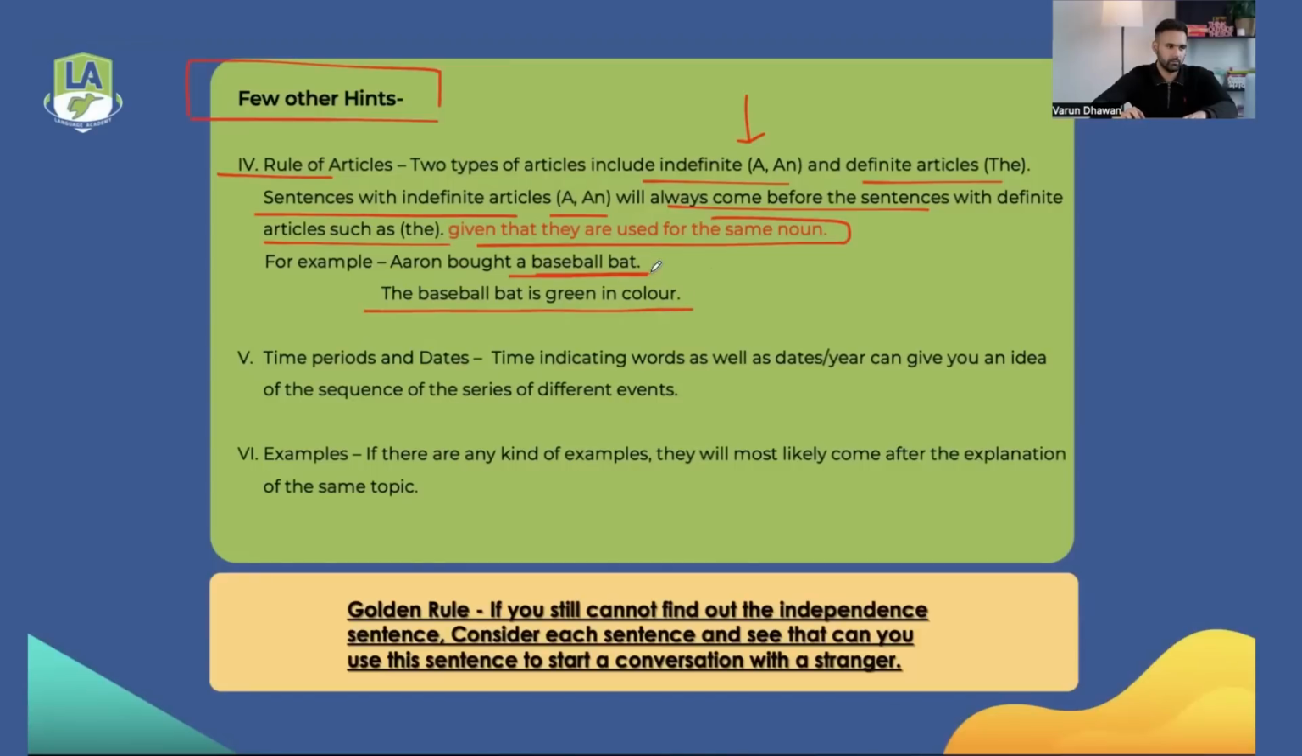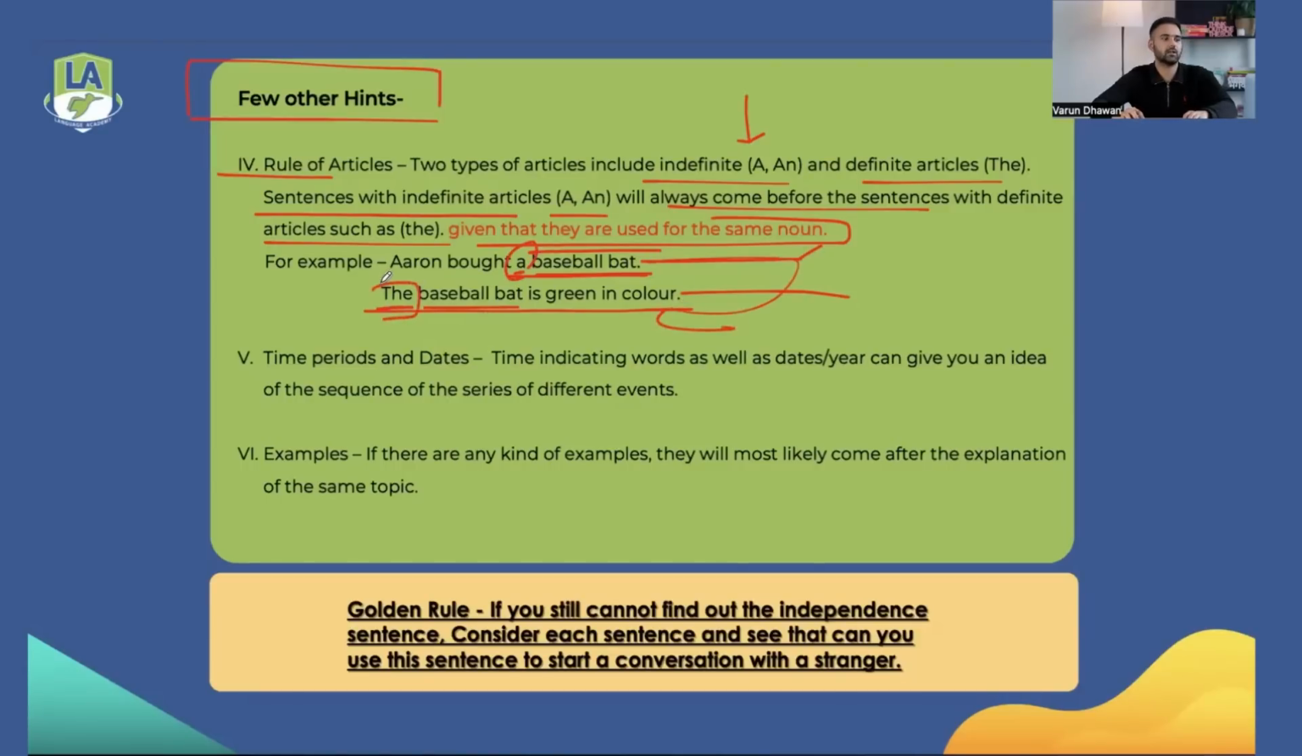So they're talking about a baseball bat here and the baseball bat here. But this sentence has a with the baseball bat, and this one has the with the baseball bat. So the sentence with a or an will always come before, and the sentence with the will always come afterwards. Why? Because whenever we talk about something for the first time, we always use the article a or an. And when we mention it again, we use the article the.